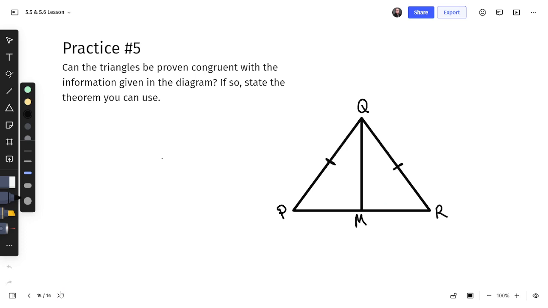In this next practice problem, the problem asks us, again, can the triangles be proven congruent with the information given in the diagram? If so, state the theorem you can use. And this is a bit of a tricky one, so take your time, answer it real quick, and we'll go over the answer in just a second.